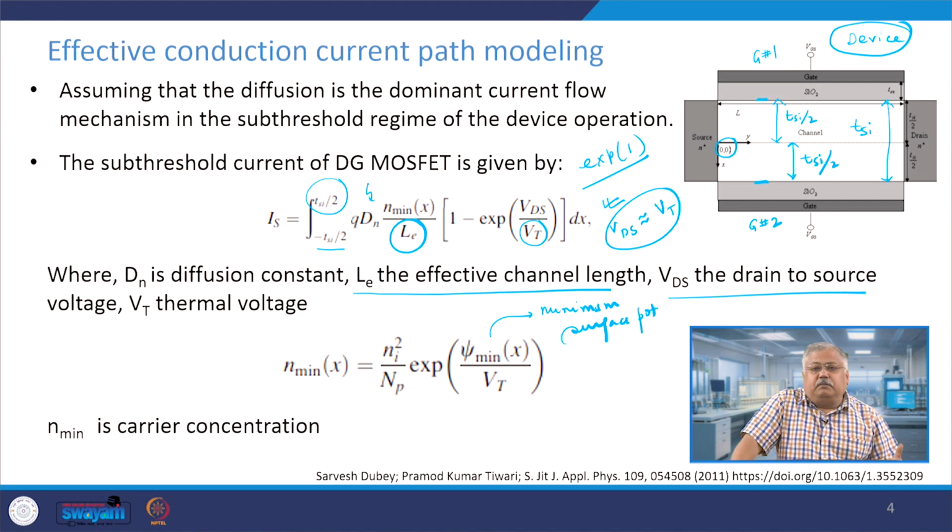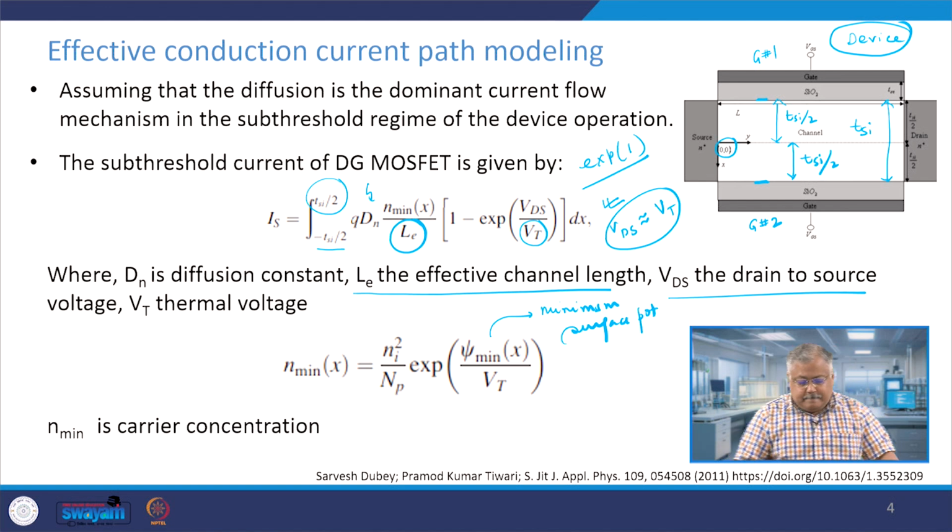Why we are using minimum carrier concentration? Because your gate voltage is almost just below threshold, or very near to threshold or just below threshold, where the inversion layer is still not formed, but you will have a large amount of diffusion. That is the reason we take this value and put it here.